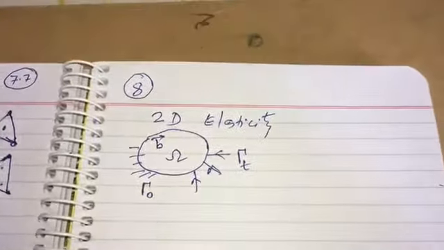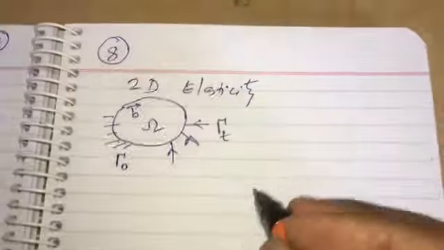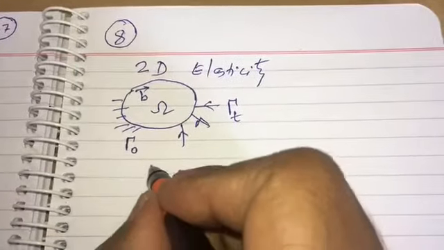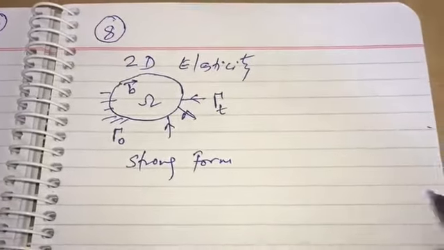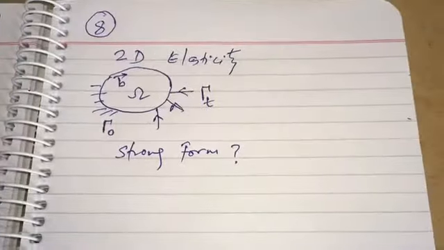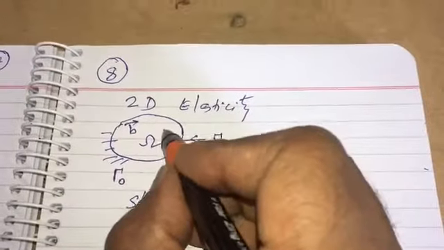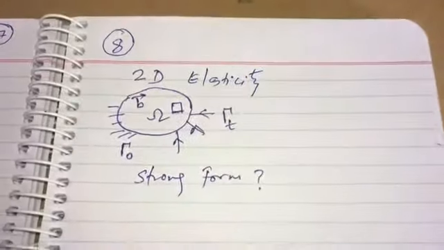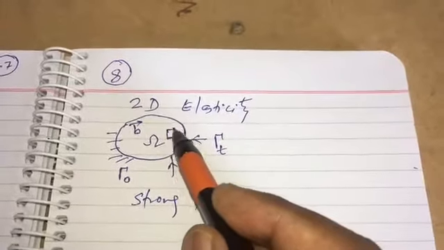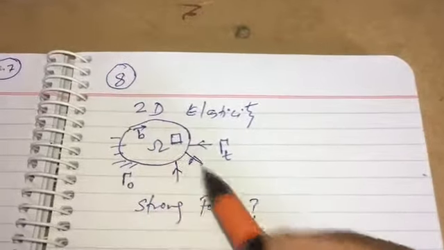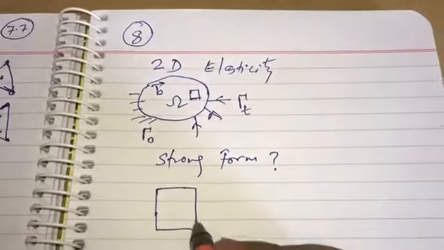So if you want to solve this problem, how to solve it? Well, first we need to know the strong form. What is the strong form? Meaning, what is the differential equation that we have to solve? In order to derive that, we have to take a small, infinitesimal portion, a square portion of the original domain. Let's draw it here, which will be like this one.